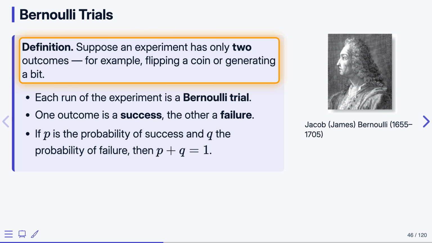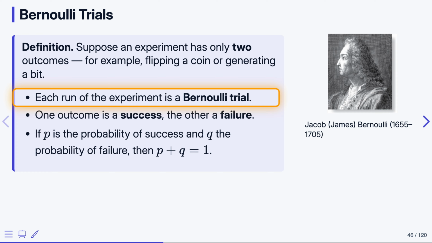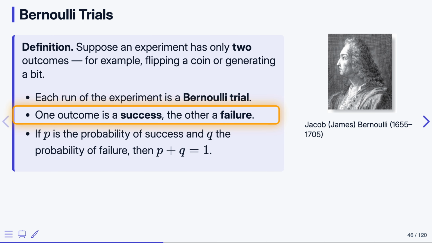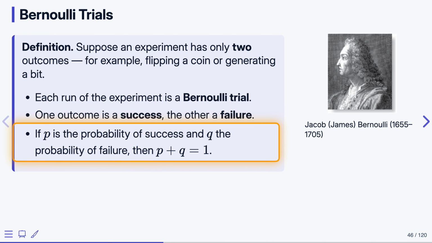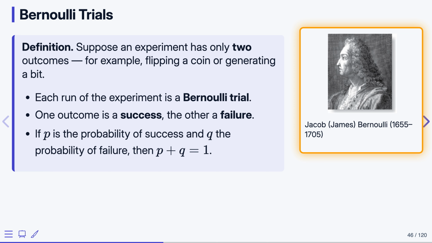A Bernoulli trial is an experiment with only two outcomes. For example, a coin flip heads or tails, or a random bit 0 or 1. Each run of the experiment is one Bernoulli trial. We call one outcome success and the other failure. Let P be the probability of success and Q the probability of failure. Since only these two can happen, P plus Q equals 1. The idea is named after Jacob Bernoulli. Often we run the trial n times independently and ask, what is the chance of exactly k successes? We answer that soon.